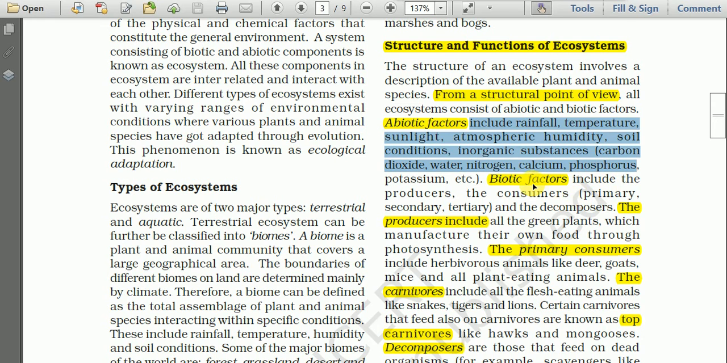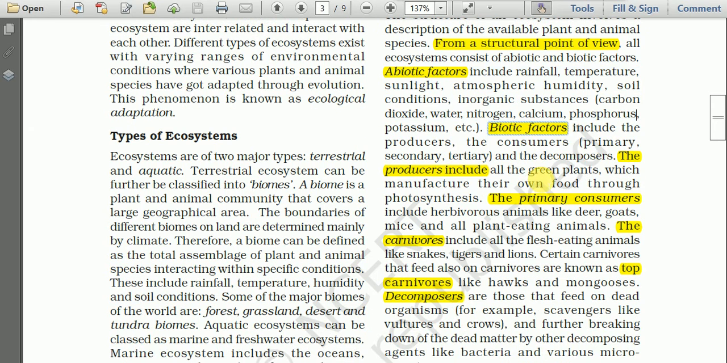And then what are the biotic factors? Biotic factors include producers and consumers. Among the consumers we have primary consumers, secondary consumers, tertiary consumers, and the decomposers. That means biotic factors include producers, consumers, and decomposers.